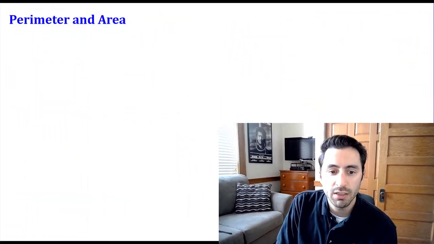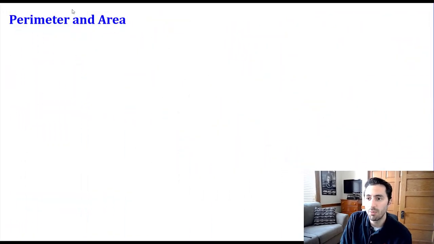Hey everyone, in this video, let's take a look at perimeter and area in the coordinate plane. So the first thing we should do is take a look at some of our basic formulas for perimeter and area. Let's look at the formulas for just our basic shapes. So let's start with a triangle.